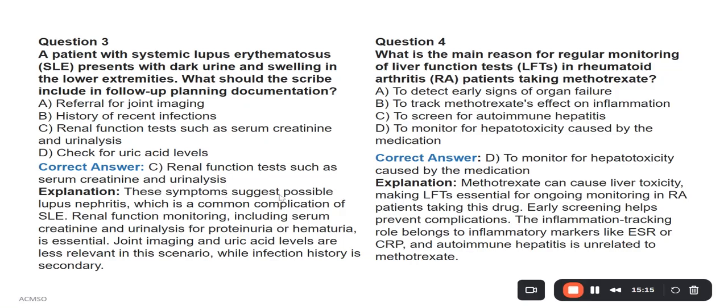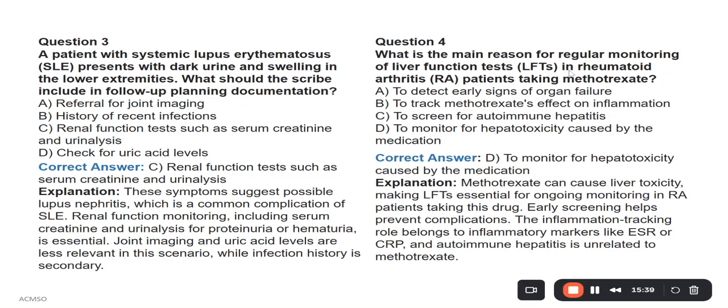Now, A, to detect early signs of organ failure, B, to track methotrexate's effect on inflammation, C, to screen for autoimmune hepatitis, or D, to monitor for hepatotoxicity caused by the medication. So D is the answer. As methotrexate can cause liver toxicity, liver function tests are essential for ongoing monitoring in RA patients taking this drug. Early screening helps prevent complications.